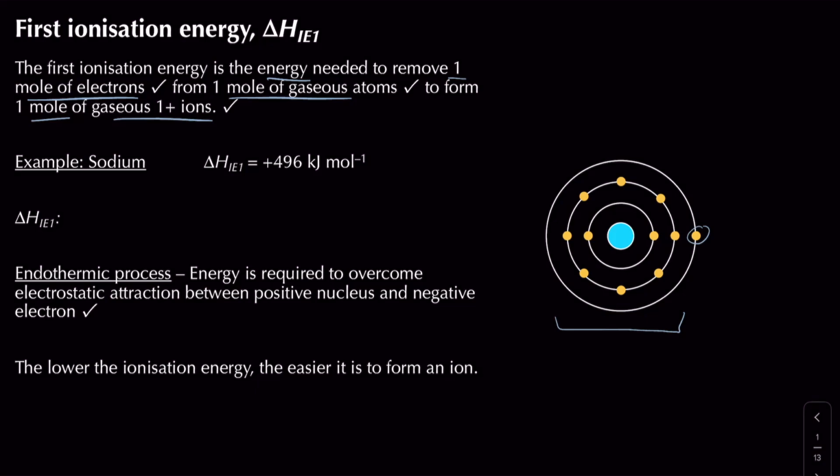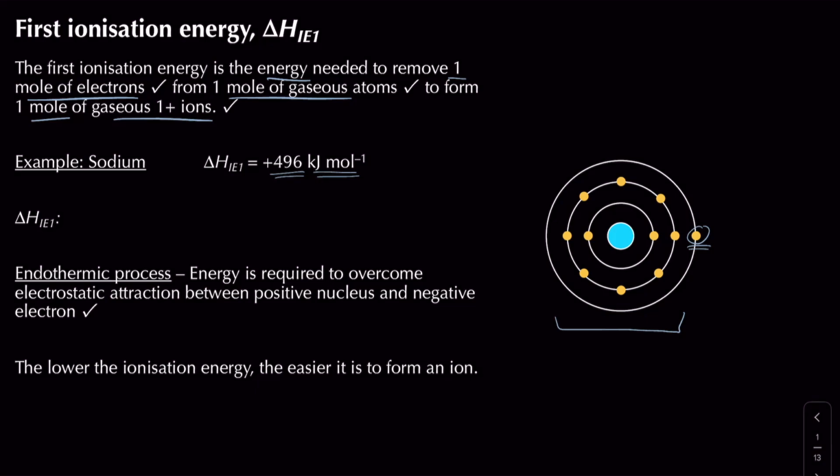But because we're dealing with the first ionization energy, it has to be per mole, so we're going to be removing 1 mole of electrons from 1 mole of these atoms to have 1 mole of gaseous 1+ ions being formed. We can give this a value, which in this case is positive 496 kilojoules per mole. Basically, it's going to absorb 496 kilojoules per mole of atoms that we ionize.